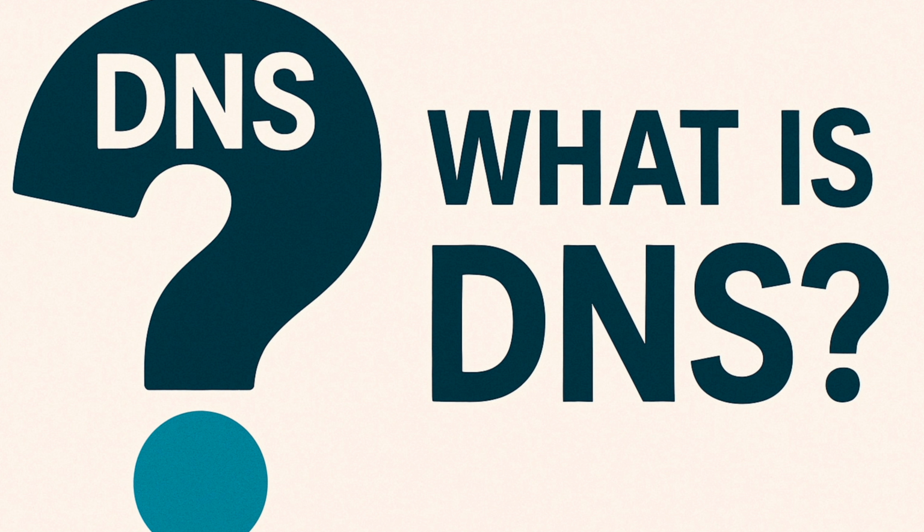When we type a website name, suppose www.google.com, our system needs to convert that name into an IP address to reach the server. So the DNS helps us to convert the domain name into IP addresses. For example, www.google.com becomes something like 192.168.0.1.